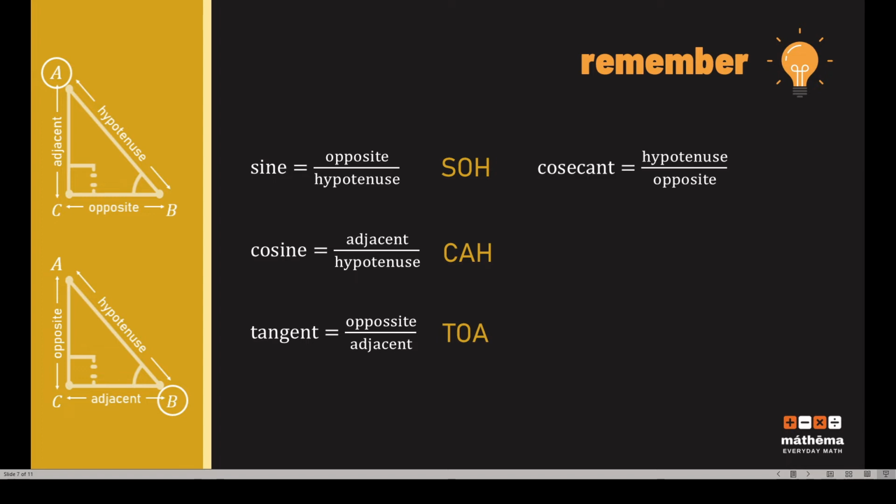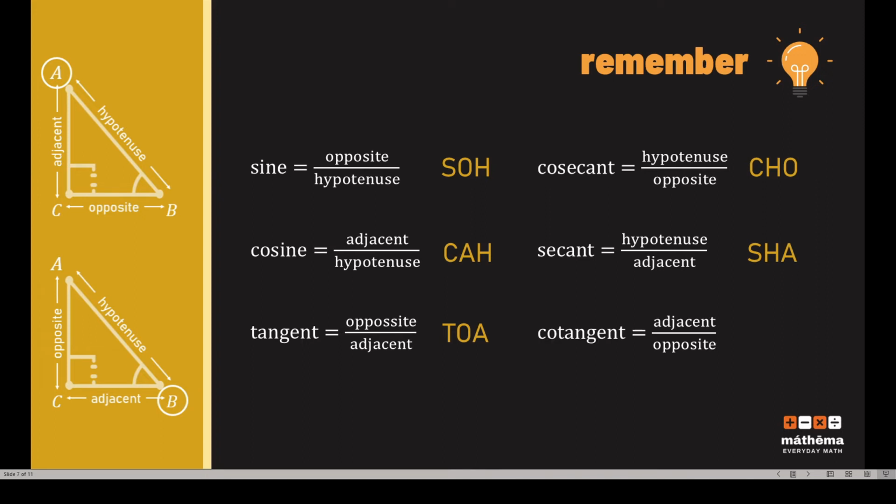Cosecant is the hypotenuse over the opposite side. That will give us CHO. Secant is hypotenuse over adjacent side, that will give us SHA. Cotangent is adjacent side over the opposite side, that will give us COW.